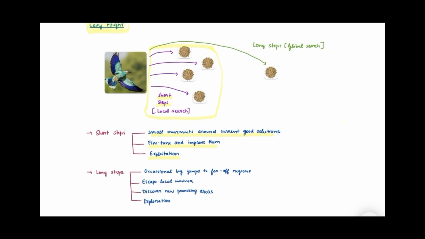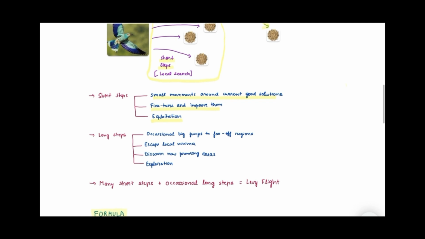Now coming to the long steps, but once in a while the cuckoo suddenly takes a huge jump. See here, occasional big jumps to far off regions. So this is done to escape the local minima and to discover new promising regions. This is called exploration of the search space. These long jumps help the algorithm escape bad local minima and explore brand new regions. So finally you understood what Levy flight is. It is many short steps plus occasional long steps.